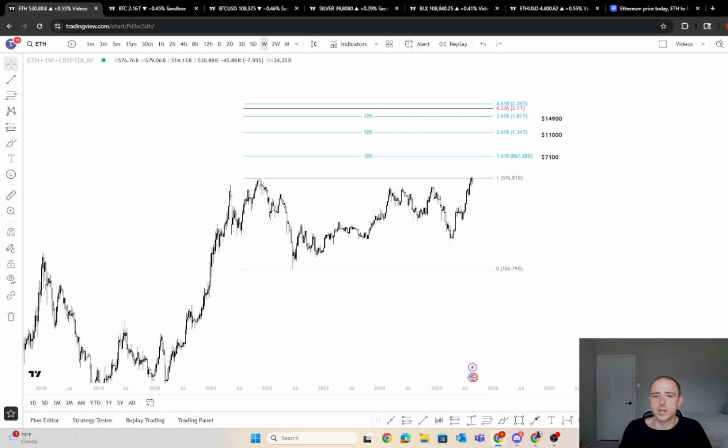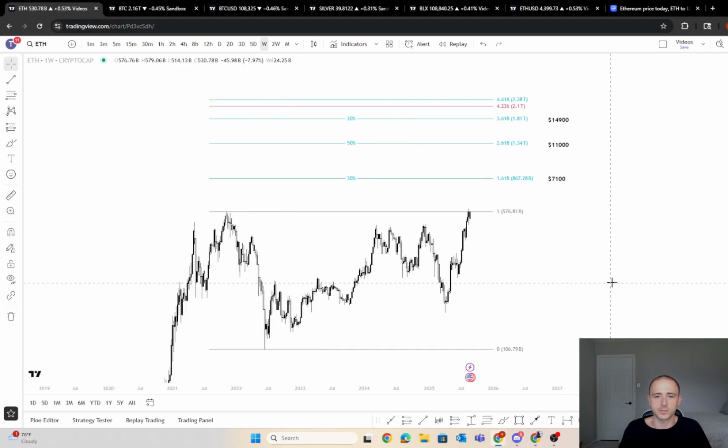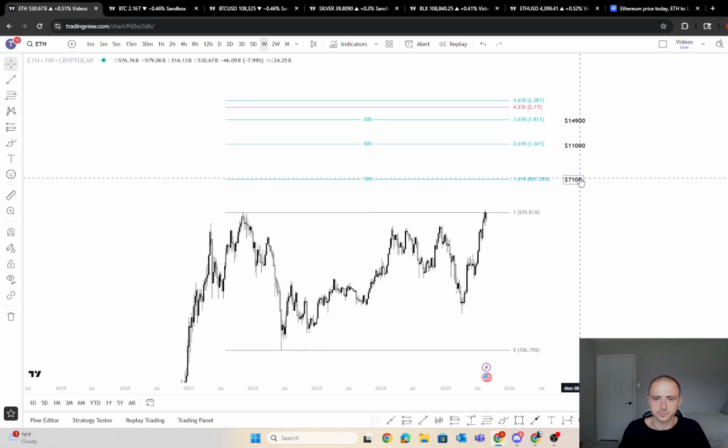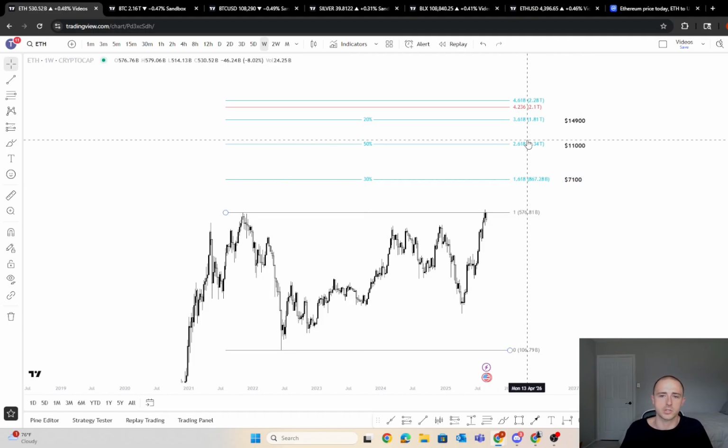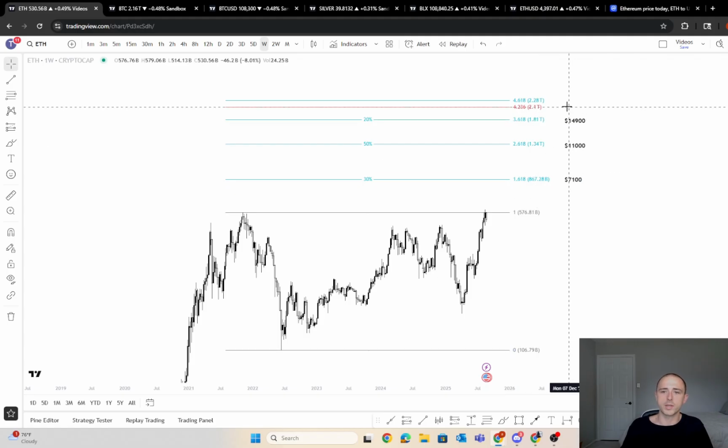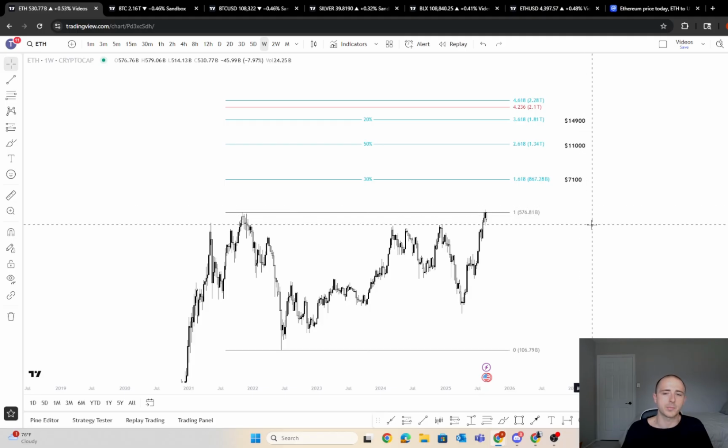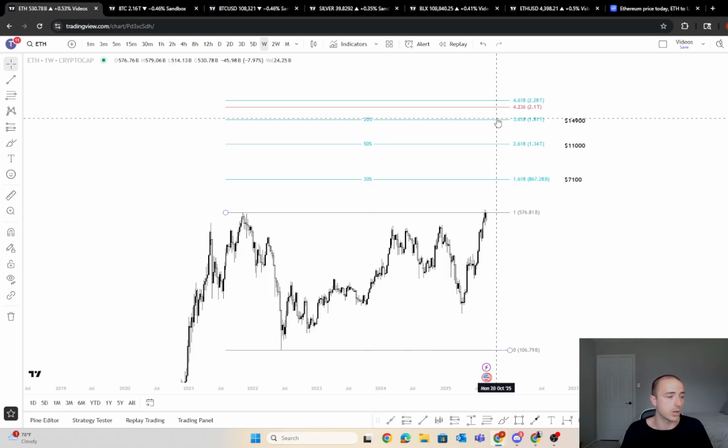All right, guys, so we should have everything on screen now. Let's zoom in here, so we're only looking at this. Again, what I did was took the market cap of 867 billion and divided that by the circulating supply of 121 million. And at the 1.618, 2.618, and 3.618 fib, we get these price targets over here. So we have $7,100, we have $11,000, and $14,900.